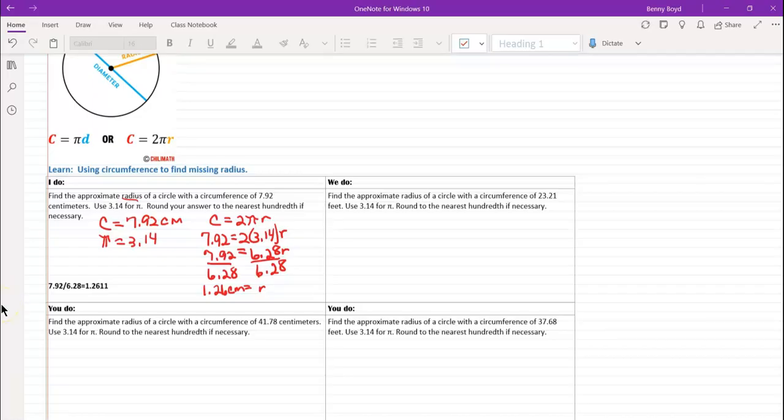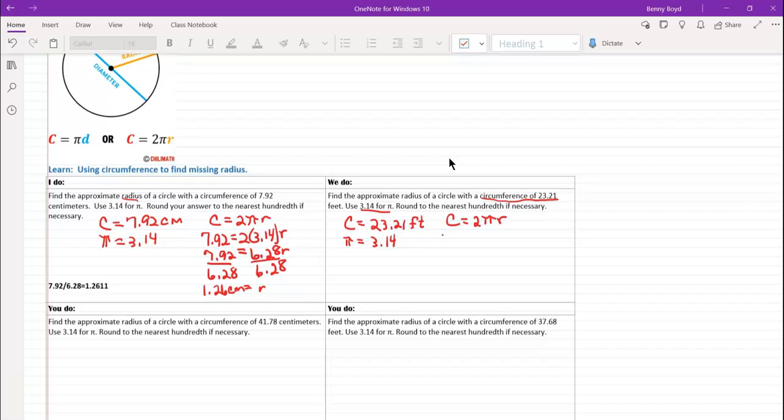All right, next let's move on to the we do question. For the we do question, we will find the approximate radius of a circle with a circumference of 23.21 feet. They tell us to use 3.14 for pi. So here again, C is 23.21 feet, pi is 3.14. Let's use our formula for radius, 2 times pi times r, and let's substitute our numbers and solve the equation.